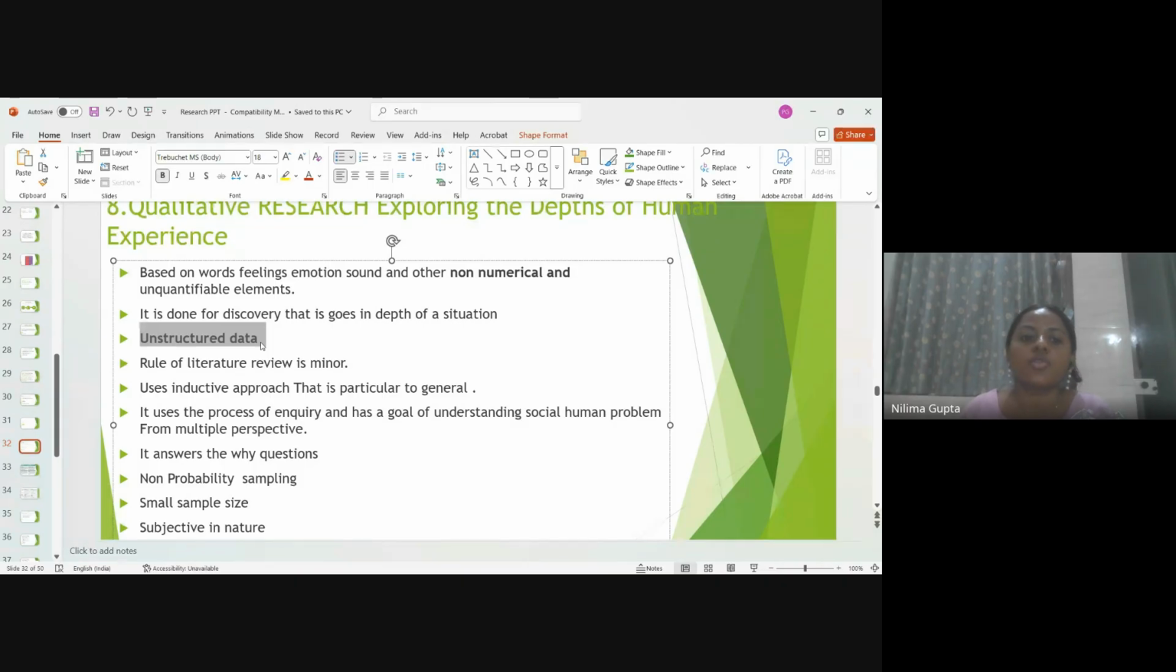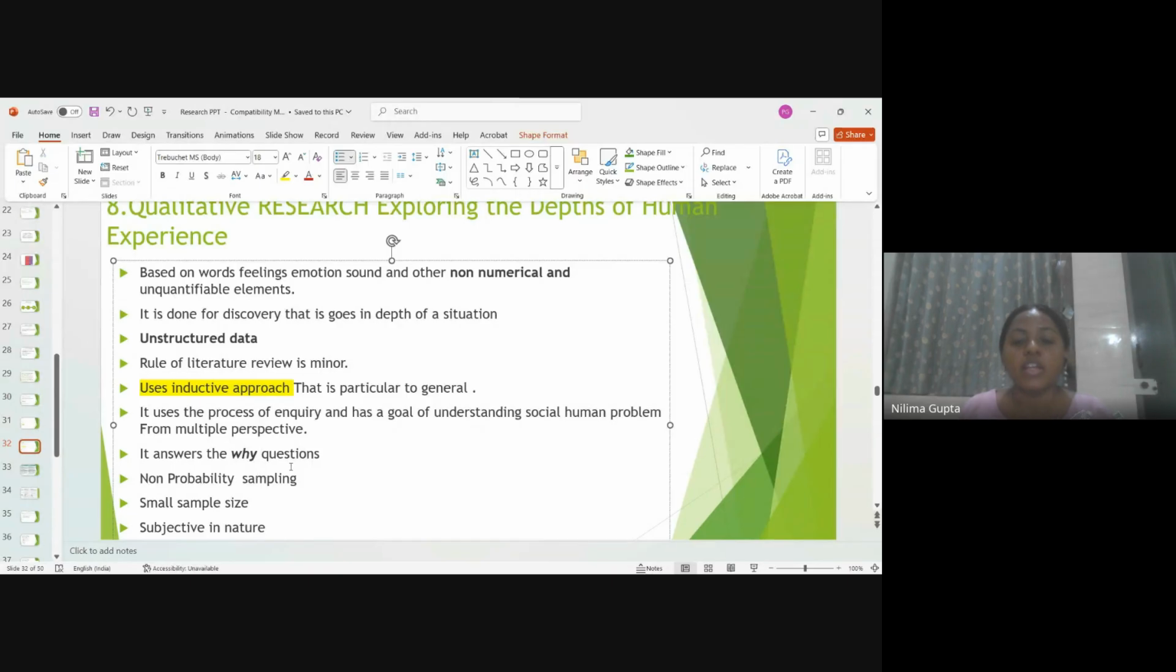In this, literature review is bare minimum that has been done, and as discussed, if that is using deductive approach, this is using inductive approach, that is moving from particular to general. It uses the process of inquiry, asking questions, doing interviews. That is the way of doing qualitative research. It uses the process of inquiry and has a goal of understanding social human problems from multiple perspectives, because for anything X that has been done, there can be multiple reasons for it. So it answers the questions by question, very important.